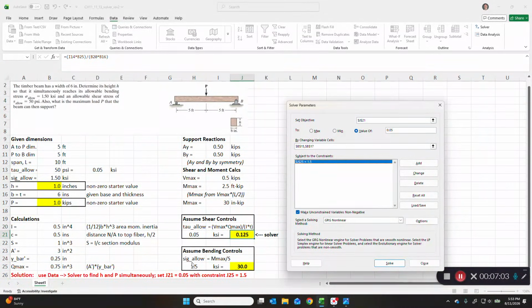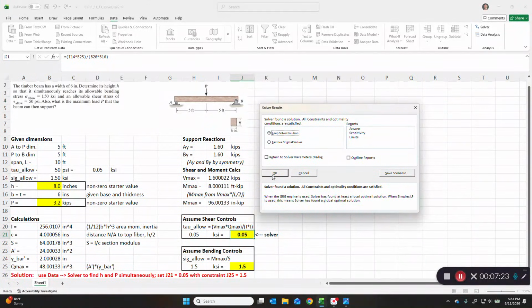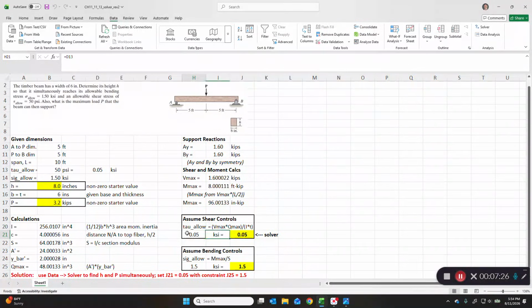What's our constraint? Our constraint is that M max over S also must equal sigma allowable. Here it's 1.5. We got 30 based on our arbitrary selections, so it must be equal to 1.5. So we're going to force it to equal 1.5 by clicking solve. And you can see we went through a couple of iterations here, and our solution is given. Now both sides of the equation are on parity with each other, and h needs to be 8 inches and p needs to be 3.2 kips for a maximum load. So this is a 6x8 design which will support a maximum load, center loaded, of 3.2 kips as a point load.